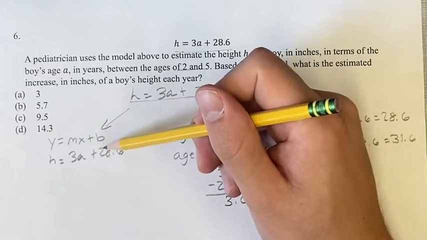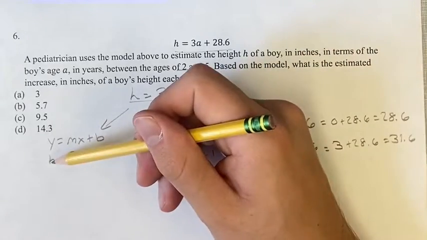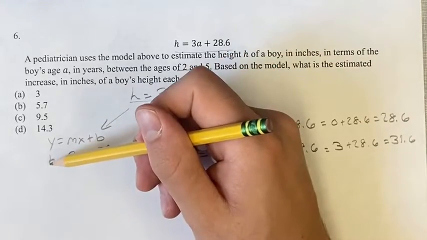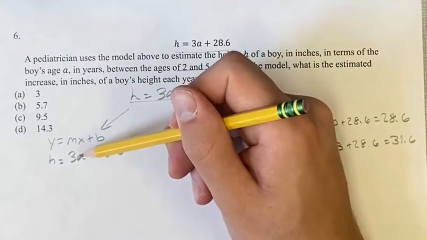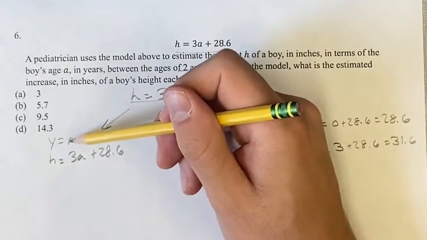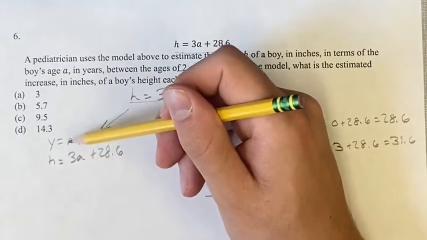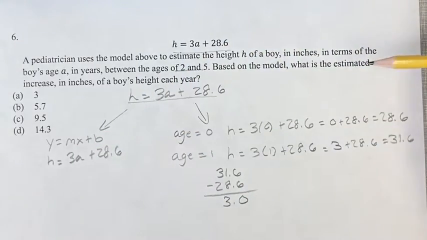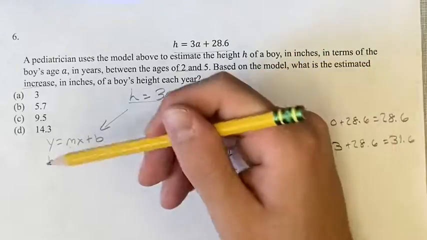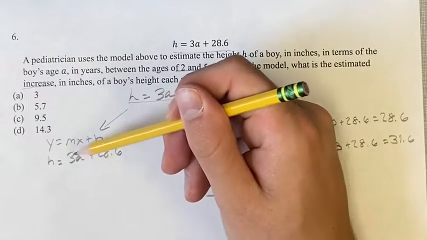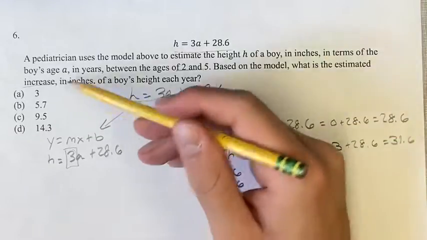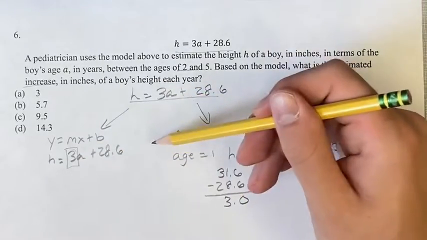Your y-intercept is going to be h or y when x or a is equal to 0. So when a is equal to 0, h is equal to 28.6, that's what that means. And then m is your slope, it's your rate of change, which is actually what we're looking for here. We're looking for the inches increasing each year. And we see that that is equivalent to 3. That's how you get it, just looking straight at the equation. Since we're trying to find the rate of change, you look at the slope in the linear equation.